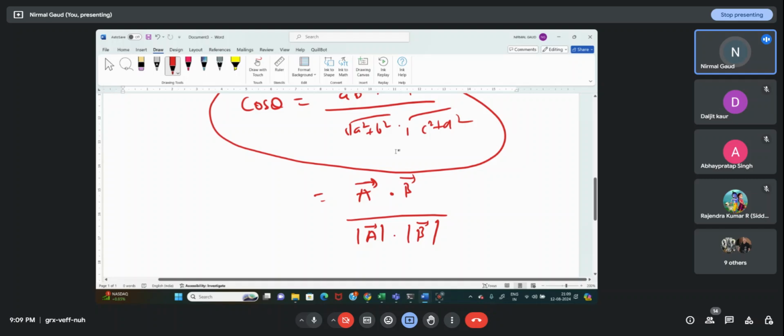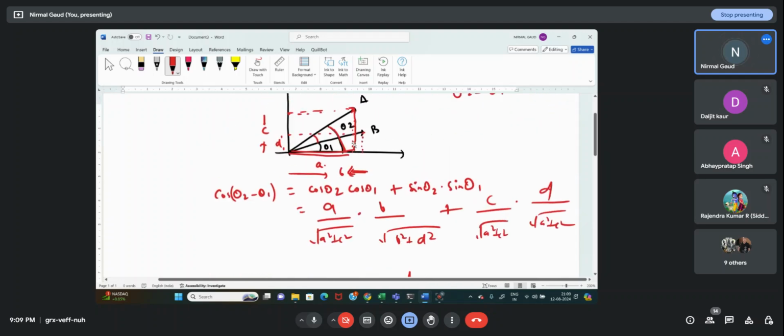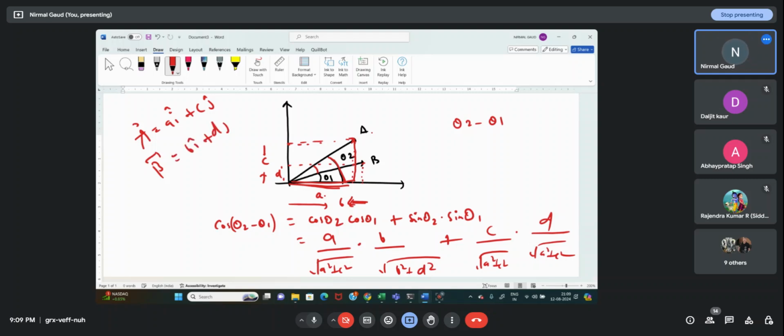And how do I get to know about this? If you want to write A vector, how are you going to represent it? A vector is a i cap plus c j cap. B vector is b i cap plus d j cap. Now take the dot of these two. i dotted with i gives ab, and j dotted with j gives cd.